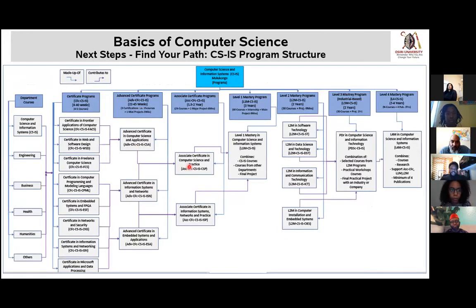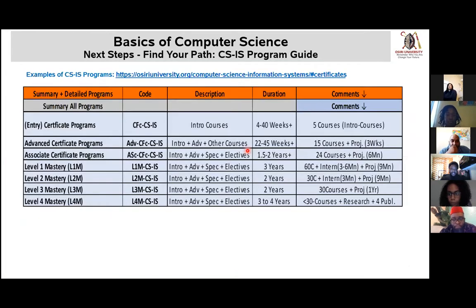And this is what it looks like in our model, where you go from doing one course in a department or any other department to a certification, or to an advanced certification, to an associate certification. And you can go all the way to your bachelor's, master's, industrial PhD, and research PhD. This information you can find on the link I will send to you, and you can always look at it. And this is also a summary of what you should be expecting when you need to make a decision, which path you want to go to.